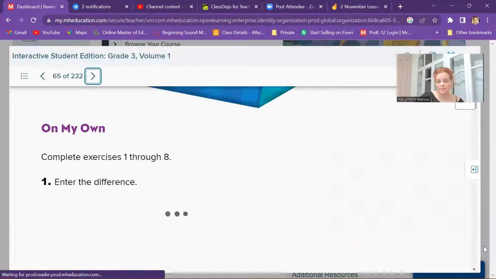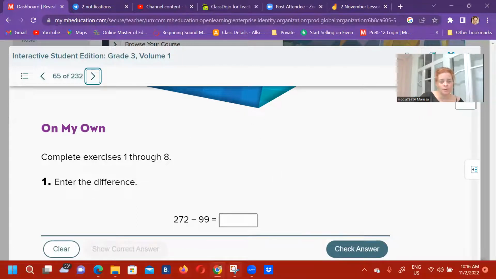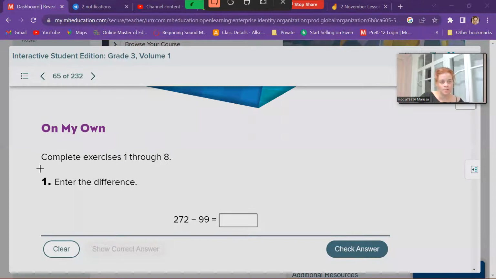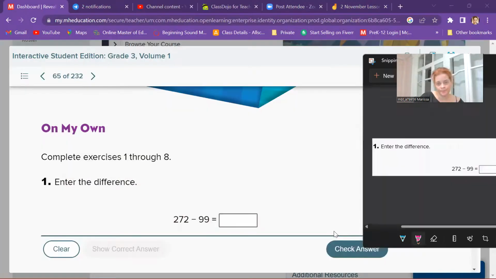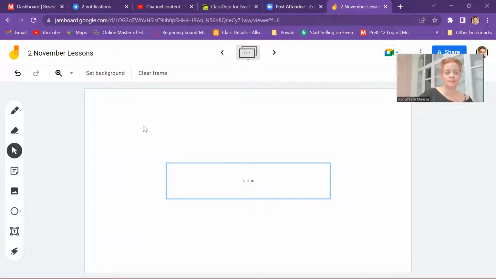Let's go to page 65 so we can get through this video. Enter the difference. Let's go to a Jamboard. Miss Marissa is going to copy this again. All right, we're going to enter the difference. Now we are subtracting, right? So it means we're going to subtract both sides. We're going to plus and minus both sides. All right, so let's copy it in here.